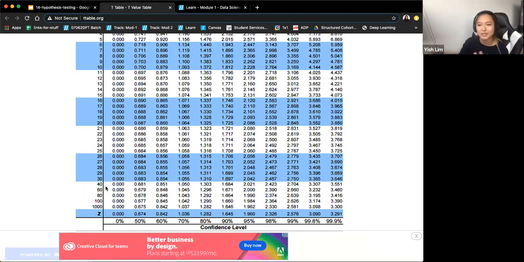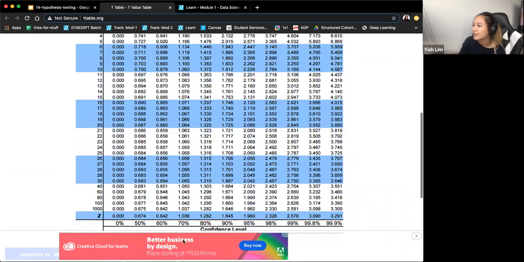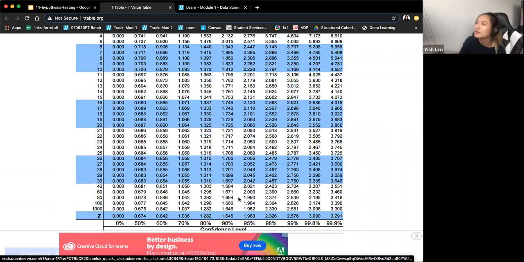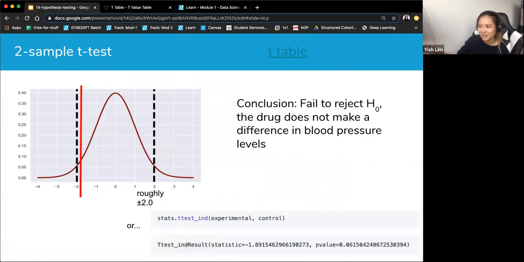But anyways, we're going to estimate here. It's between 40 and 60. You can see that these values, let me double check, 0.05, between 40 and 60 is about between 2 and 2.02. And so in this next slide, our rejection regions are roughly plus and minus 2.0. Anything inside the plus minus 2 region, we will not reject the null hypothesis. Anything outside of that, we'll reject it.